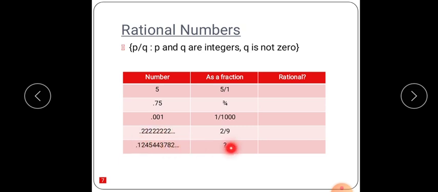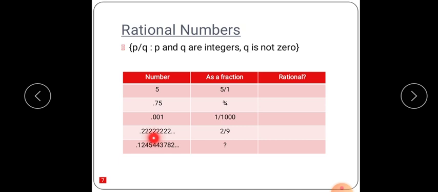And the last one, the fraction is not given, and the answer is 0.1245. Now you see 5, it already ends, so this is a terminating decimal. 0.75, it ends after 2 decimals. It is ending, so it is also terminating. 0.001, it ends, so it is also a terminating decimal number.